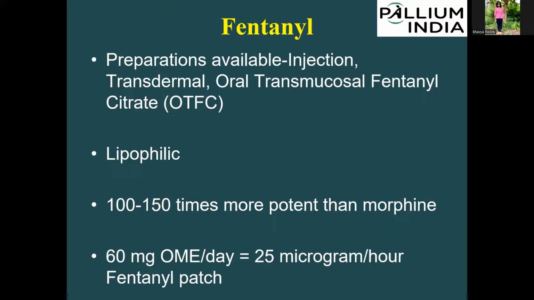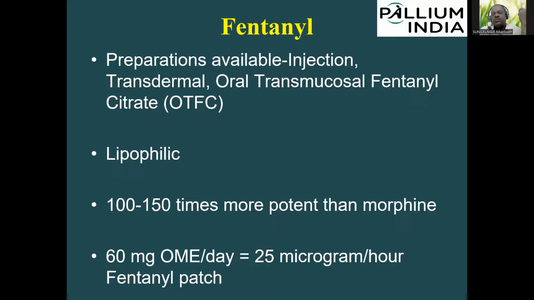There is no maximum dose. It may differ. It's all based on the side effects. Theoretically, there is no maximum dose for morphine. The dose which is required for that particular patient is the maximum dose for that patient. Usually, in most patients, pain will be relieved with 5 to 20 milligram of morphine 4 hourly.